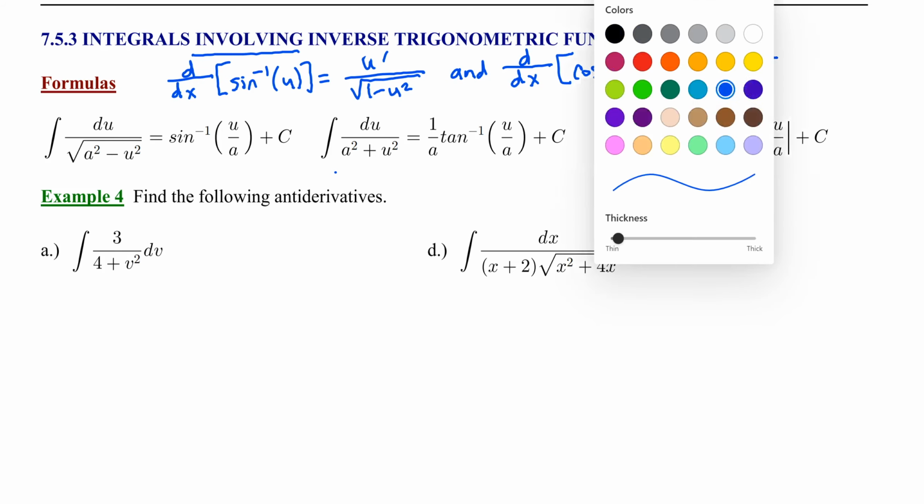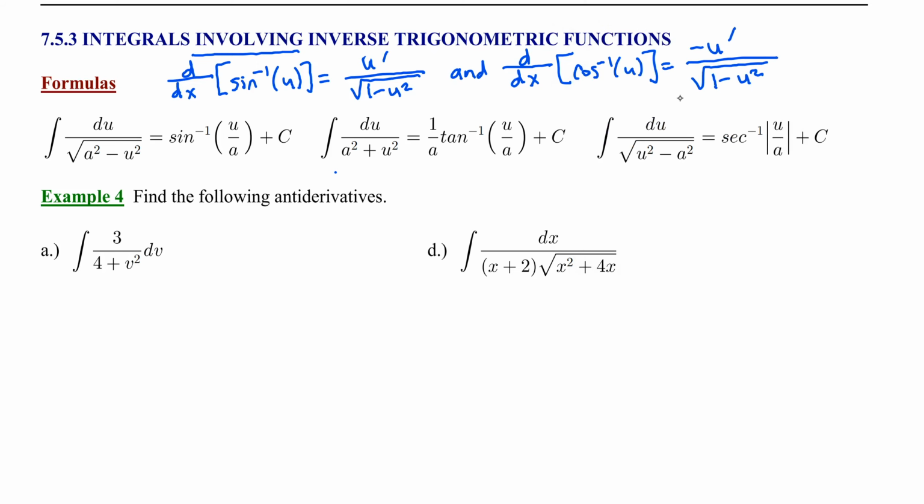Now, if I'm integrating, again, I want to reverse these formulas. If I'm integrating a function that looks like this, instead of calling it inverse cosine, I'm simply going to call it negative inverse sine. So for that reason, instead of having 6 integral formulas, we're only going to have 3 integral formulas associated with the inverse trig functions. I hope you find that as good news.